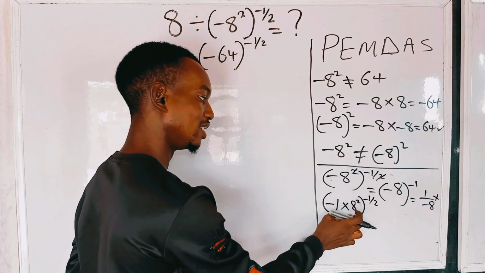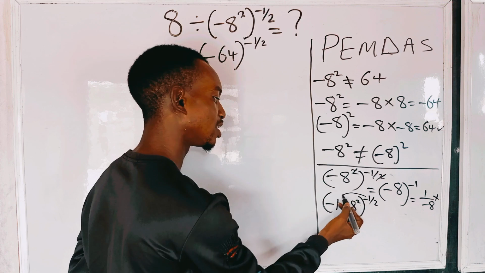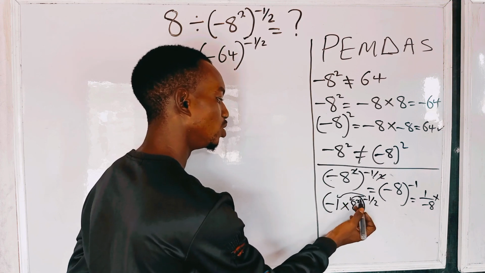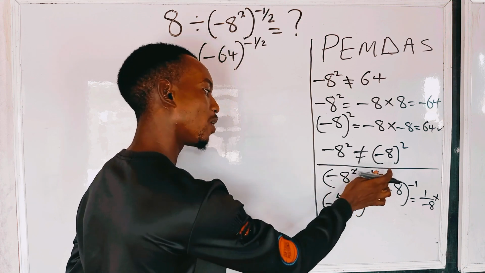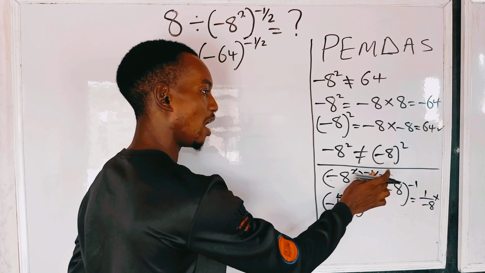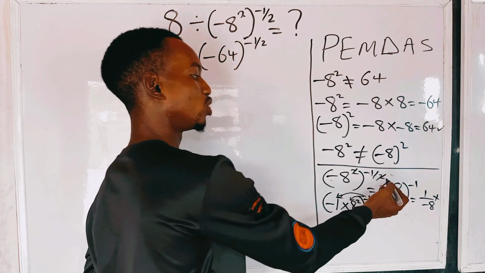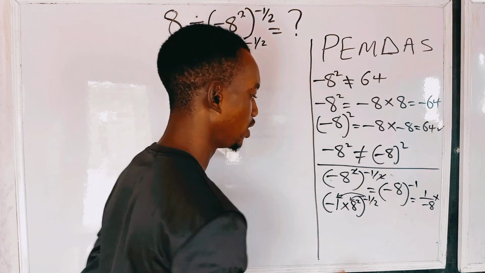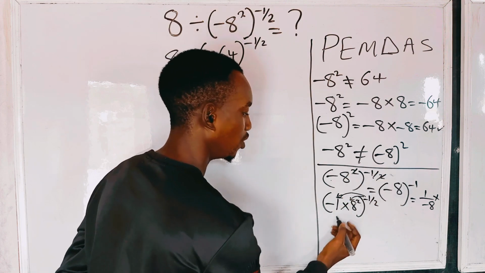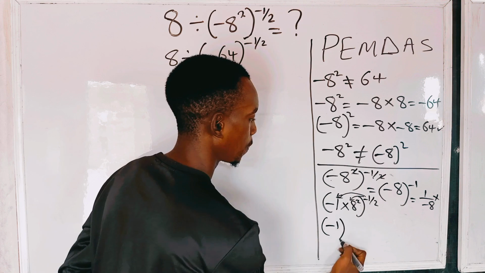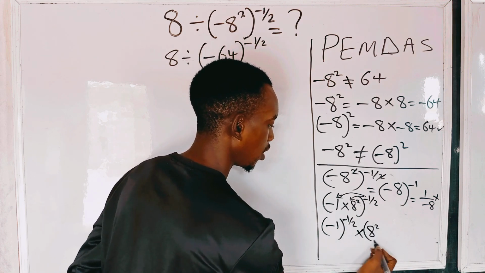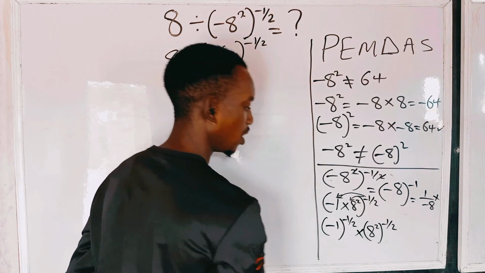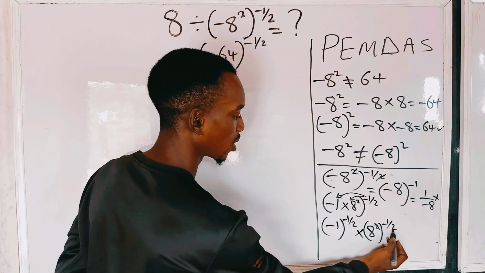So this is like saying this. So this power should apply equally to these two. Okay, you don't have to be selfish and give it just to this 8. This minus is also affected by this power. So if you were to do something like this, you have to share the power for the 2. That is negative 1 all to the power of negative 1 over 2, then times 8 squared all to the power of negative 1 over 2. Only then can you say 2 cancels 2.